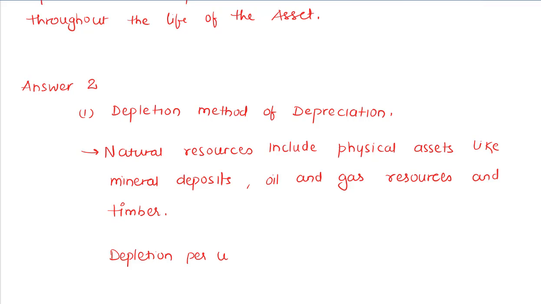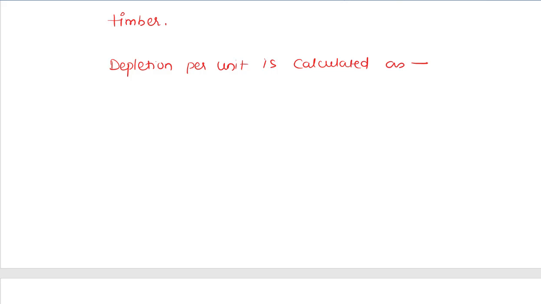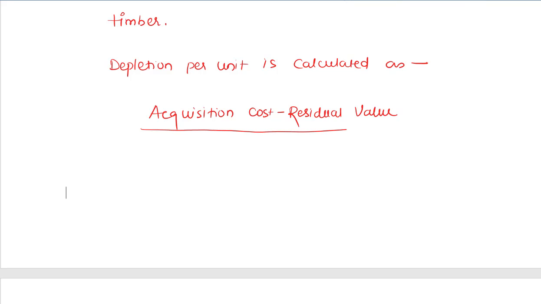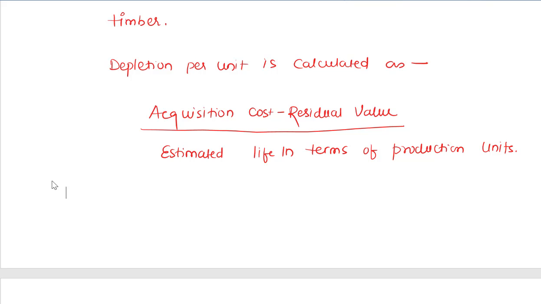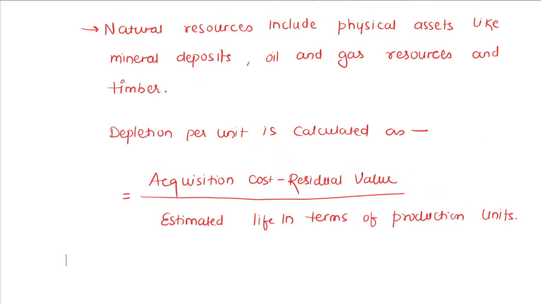Depletion per unit is calculated as acquisition cost less residual value, divided by estimated life in terms of production units. I believe you understood this.